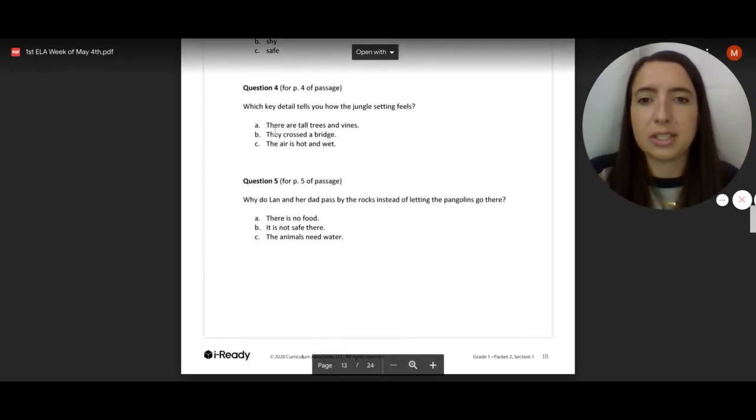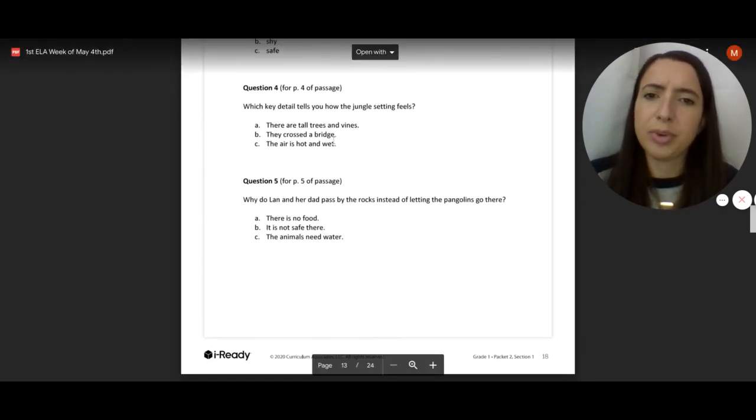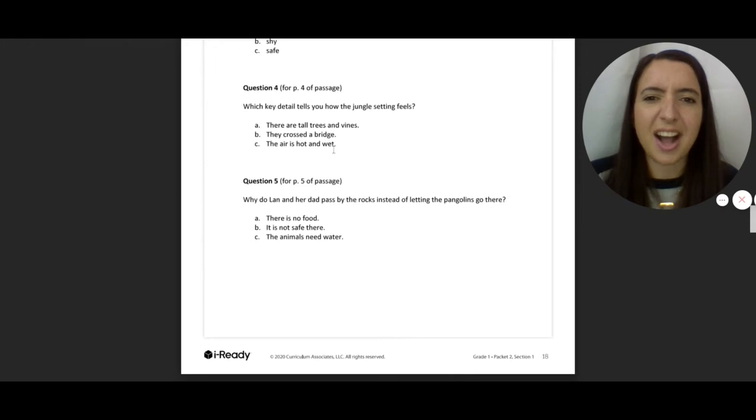So let's listen to our choices. There are tall trees and vines. They crossed a bridge, or the air is hot and wet. Which one tells us what the jungle feels like? There are tall trees and vines. They crossed a bridge, or the air is hot and wet.